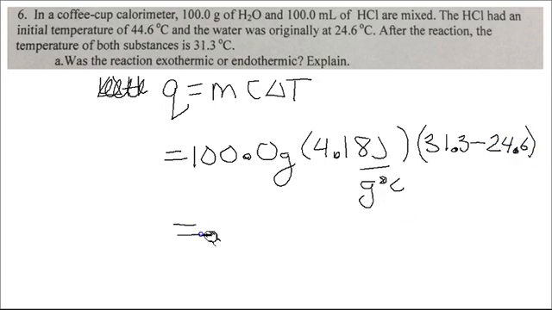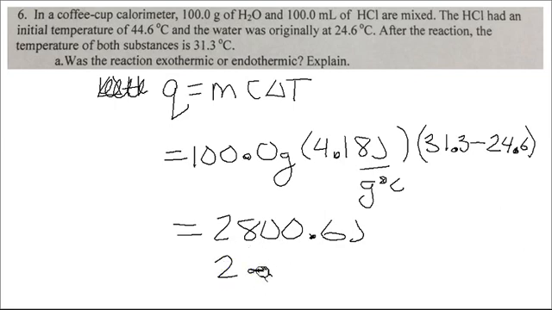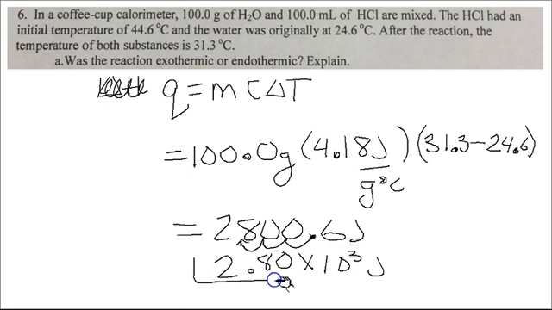And when I plug this all into my calculator, I got 2800.6, which in this case would be joules. Let's check our sig figs. We have 4 sig figs, 3, 3, 3. So I'm going to round it to 3 sig figs, which I can't do in normal notation, so I'd have to do 2.80 times 10 to the 3 joules, which is rounded to the correct number of significant figures.